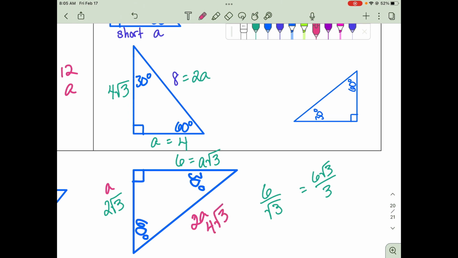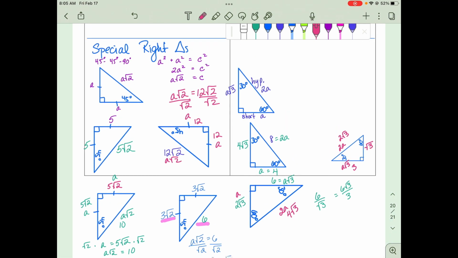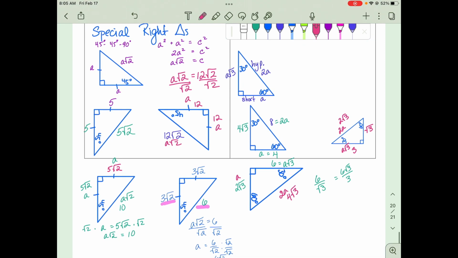Okay. Now let's do another one. So let's say we were given that the short leg was root 3. Well, then the hypotenuse is 2 times that, so it would be 2 root 3. And the long leg is root 3 times the short leg, so we would get 3. Okay, so this is a more efficient way of finding the side lengths of a triangle when you have either 45, 45, 90 or 30, 60, 90.